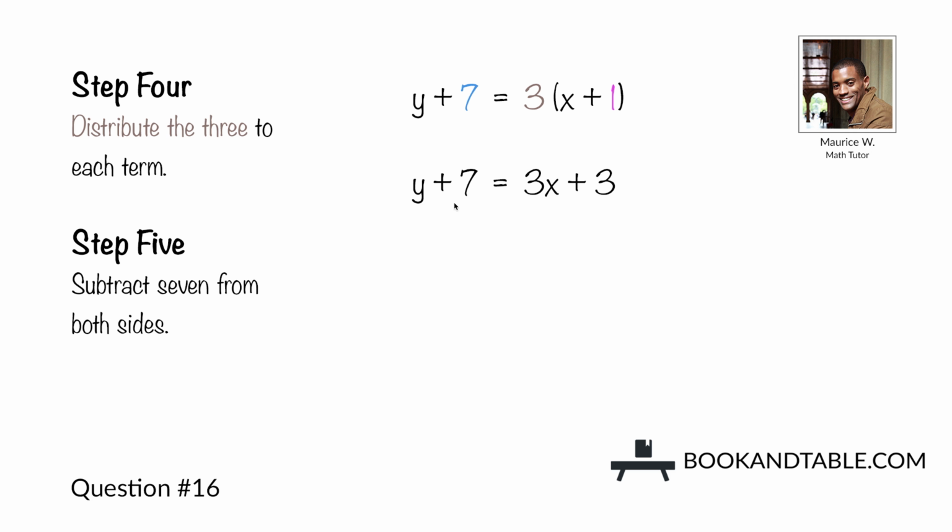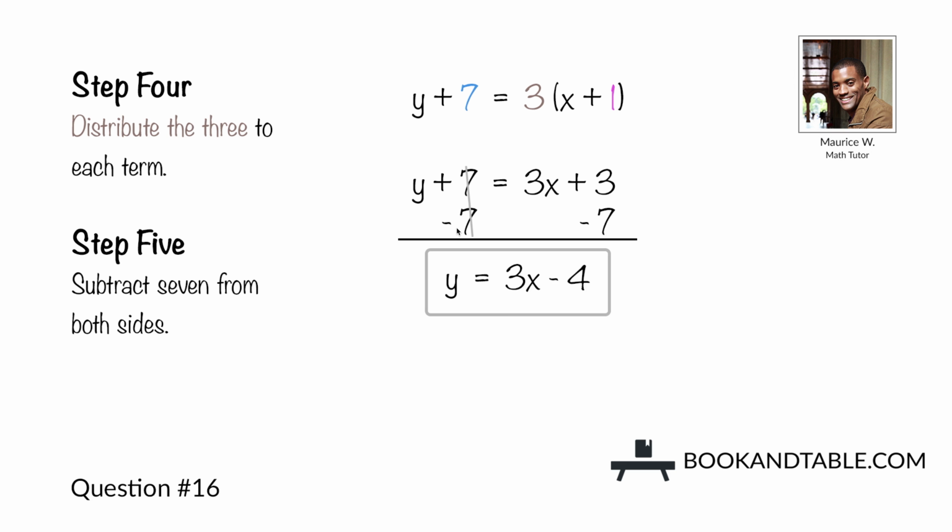To get rid of this 7, step 5, subtract 7 from both sides. 3 minus 7 is -4. So the equation of the line is y is equal to 3x minus 4.